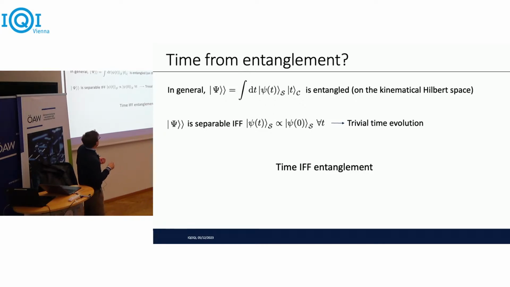When is this state separable? It is separable if and only if we have one term in the integral, so we can take this thing out and we have a separable state. So basically, the state of the universe is separable only if all these psi of t's are proportional to each other, which means that there's no time evolution on the system. So psi of t is going to be psi of 0 apart from a phase maybe, and this means that the state of the system is going to be fixed apart from a global phase, which is not observable. So the answer is yes. In this picture, time emerges, meaning a non-trivial time evolution, which means that the system is going to be in at least two different states at some point, if and only if the state of the universe is entangled on the kinematical Hilbert space. So it's quite crucial that with pure states we have entanglement.